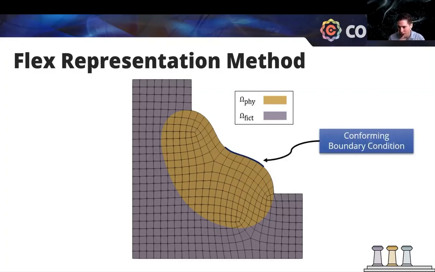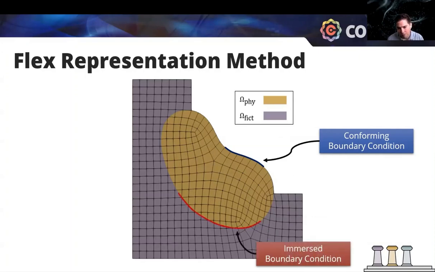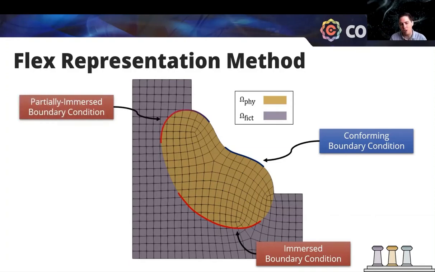Additionally, we can apply boundary conditions on elements on those conforming surfaces. So having a conforming boundary condition, which we can enforce weakly, as we just saw in the previous presentations, we can weakly enforce these Dirichlet or other boundary conditions. We can also have immersed boundary conditions, which we can enforce weakly. And we can also have boundary conditions that straddle both conforming and immersed regions.